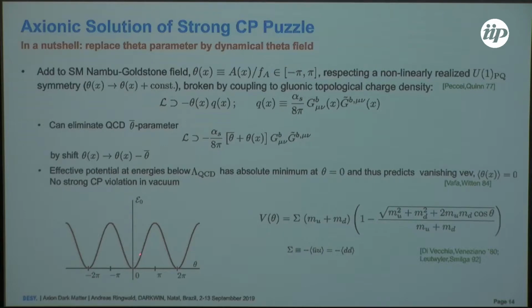And moreover, of course, what you directly infer from this plot is that this axion field will have a mass, so there is a second derivative around zero, so this will be a massive field. The mass is determined by the second derivative around the minimum, and so with the solution of the strong CP problem, you also get automatically the corresponding particle, which has been dubbed an axion by Frank Wilczek.